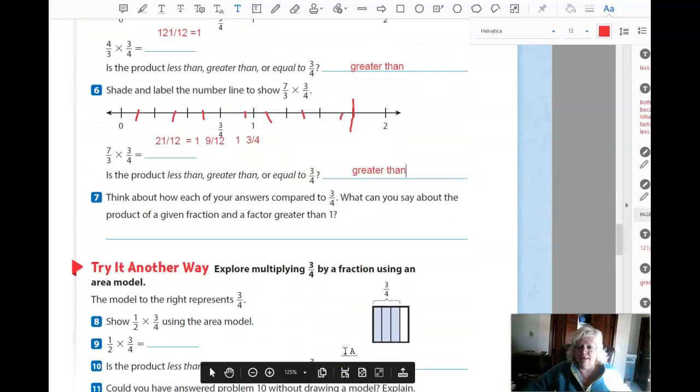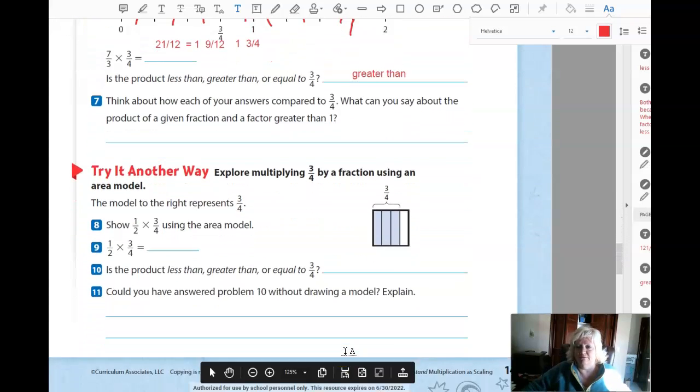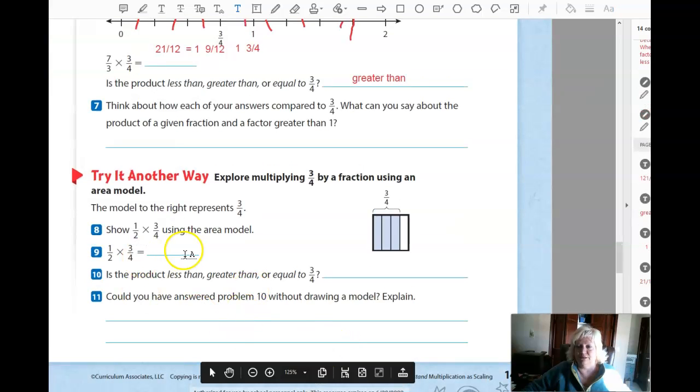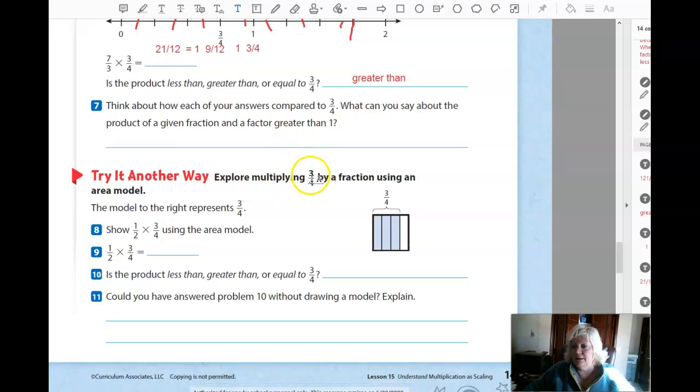Okay. Try it another way. Right down here. Explore multiplying 3/4 by a fraction using an area model. The model to the right represents 3 out of 4. Show half of 3/4 using the area model. Half of 3/4 would be 3/8.